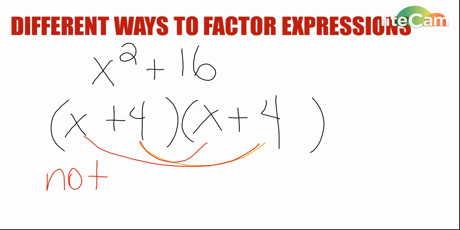If I put in a positive 4 and a positive 4, I will get a 4x and a 4x. And if I add two 4x's together, they make 8x. One has to be positive and one has to be negative. In other words, if you see this, that trick's not going to work. This plus has to be a minus. Okay? This expression is actually not factorable.